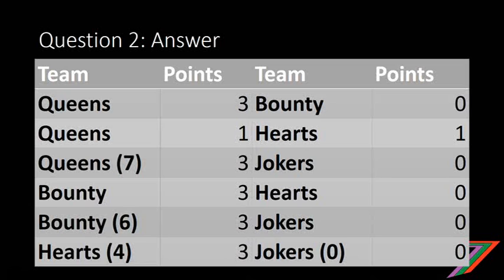Therefore, queens, in order to get 7 points, they must have beaten both bounty and jokers. So now that gives them their 7 points. So hearts have now got 1 more win, and the jokers have got 0 points. They must have lost all their games. That 1 win must have gone against the jokers. So that gives hearts their 4 points. Bounty lost to queens, for queens to get their number. So therefore, bounty, to get their 6 points, they must have beaten both hearts and the jokers. And there you go. That gives queens 7 points, bounty 6, hearts 4, and jokers 0.